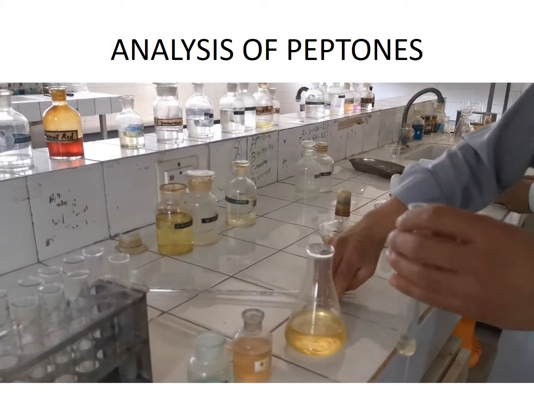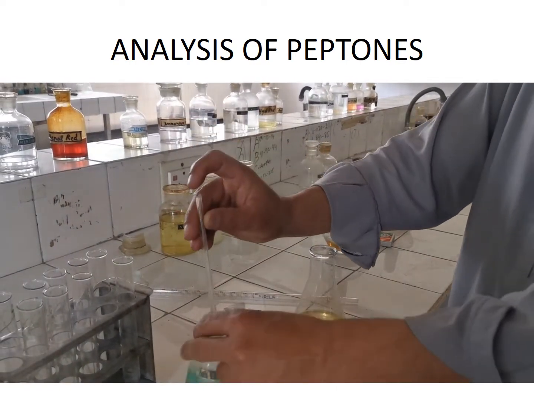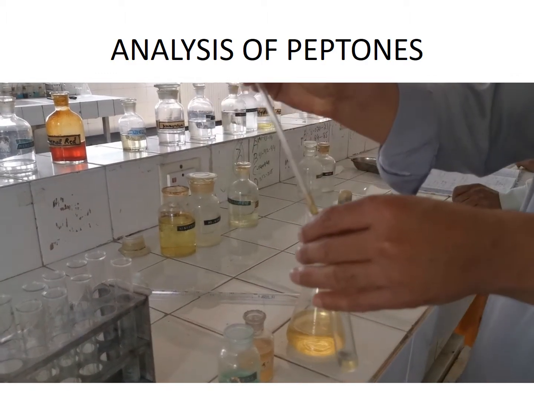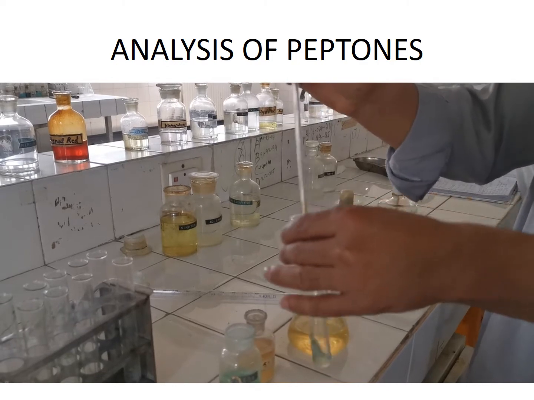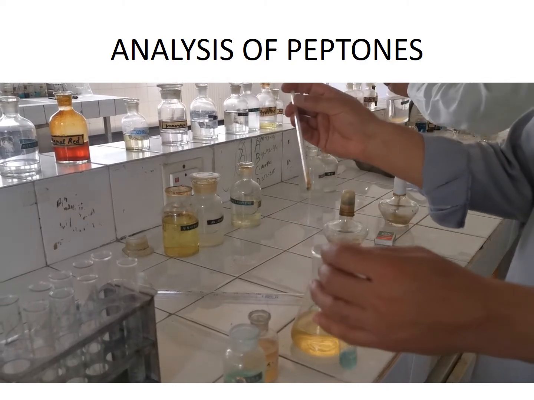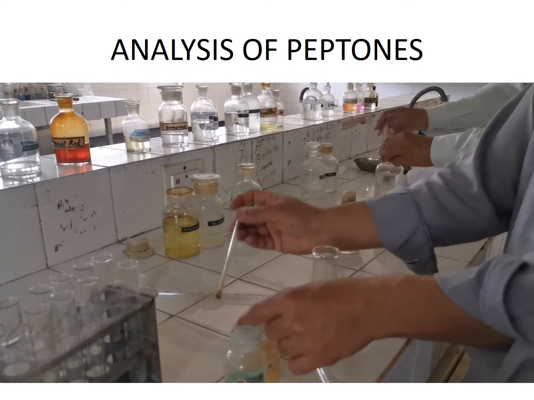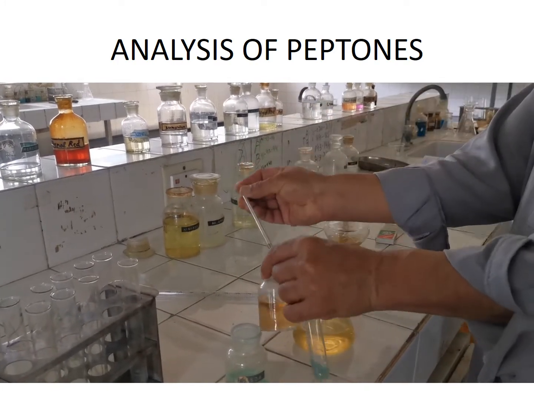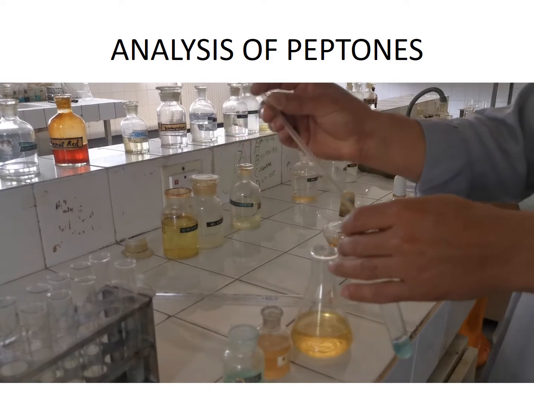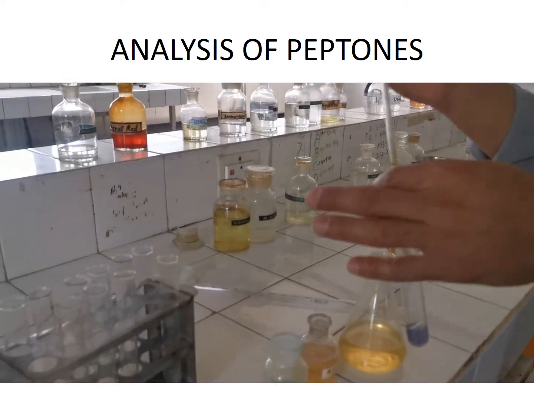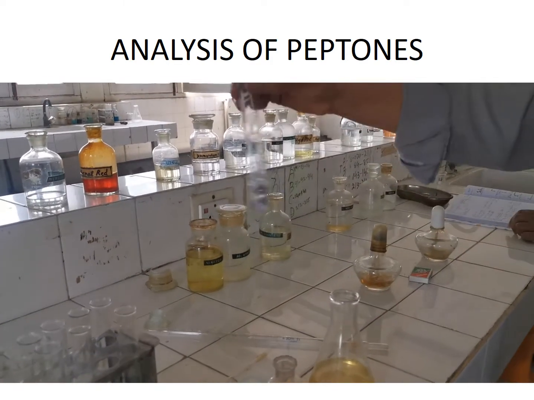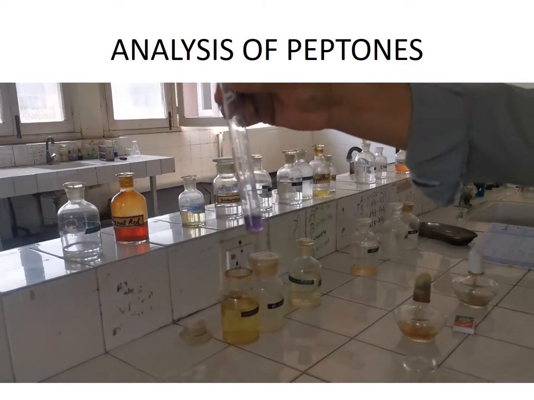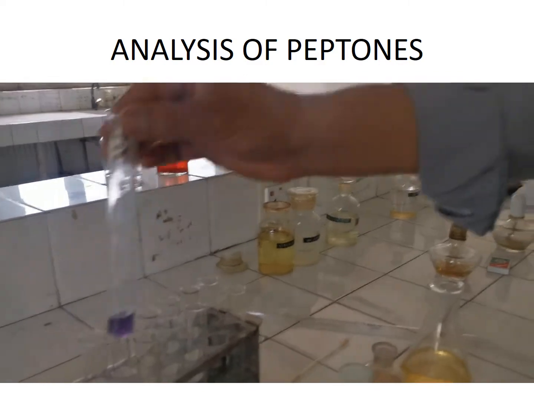few drops of 2% copper sulfate, and we'll add 1 ml of 5% sodium hydroxide. We are going to mix it and observe the color. We'll see bluish violet color is seen. This shows the presence of proteins or peptide linkages.